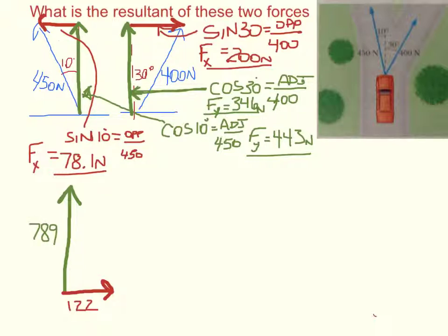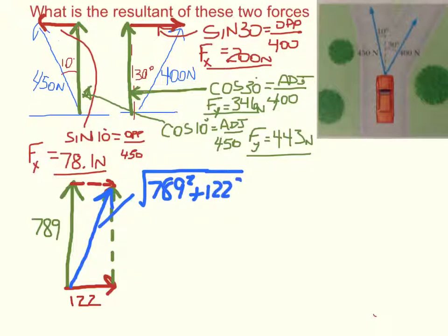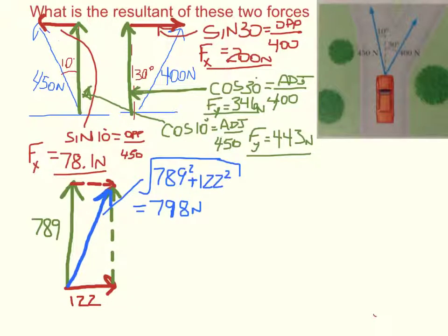You probably know what to do with it from here. I'm going to Pythagorize this to get the answer to that line there. Square root of 789 squared plus 122 squared. I get 798 newtons. That's not really a vector answer for a resultant unless I know what direction.